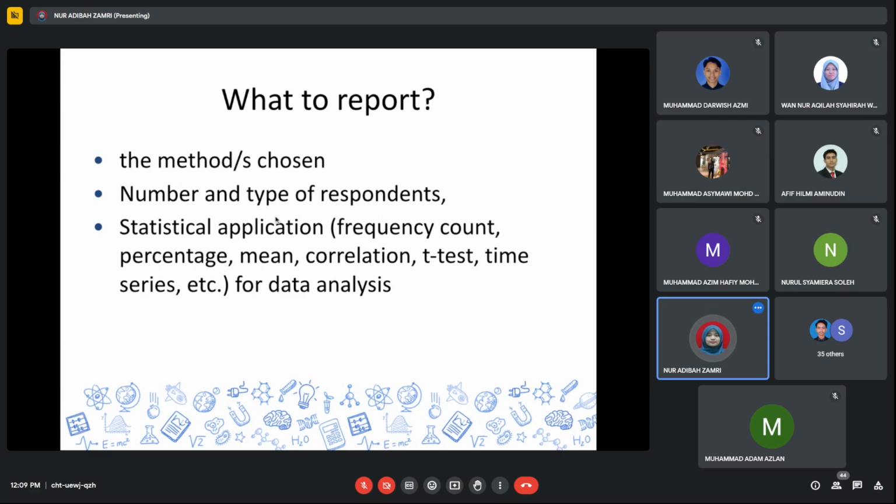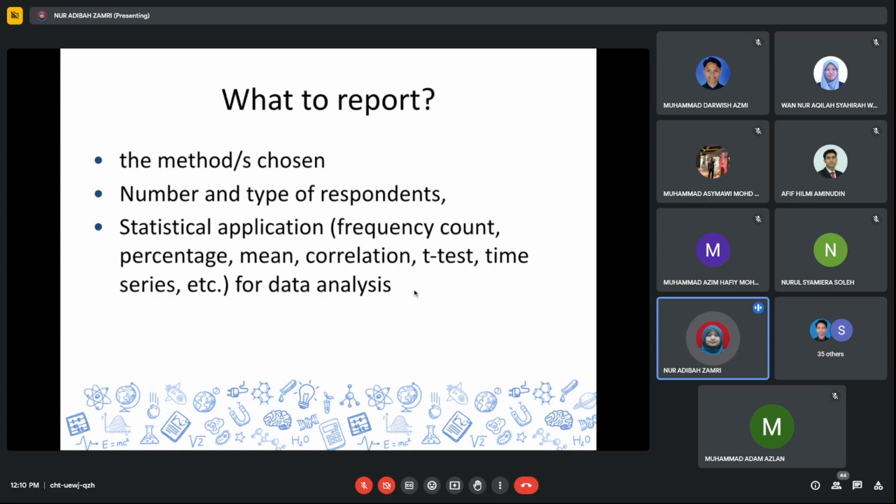You have to give the details of your respondents. I mean, the details mean how many of them. Okay, let's say you're going to distribute to 100 respondents. So you have to write clearly 100 respondents. Okay, and then statistical application.